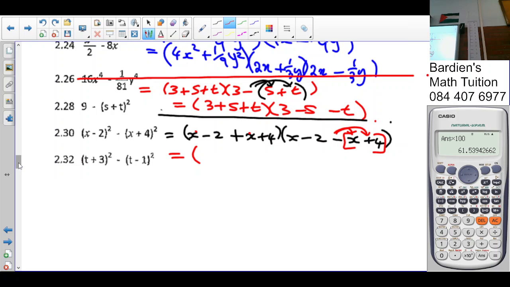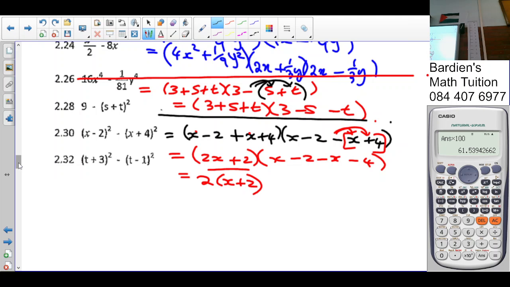So what's x plus x? 2x. Negative 2 plus 4 is positive 2. That gets rid of the bracket, so it's x minus 2 minus x minus 4. Looking at the first bracket, what do you notice? Common factor of 2 must come out, so it's x plus 2. What can happen in the second bracket? Like terms cancel.